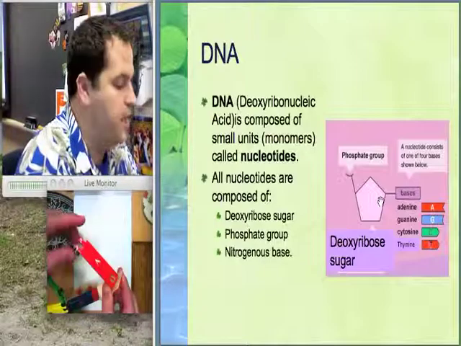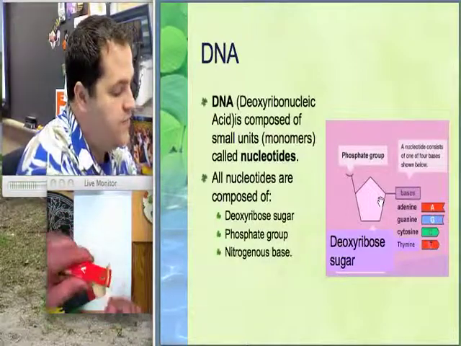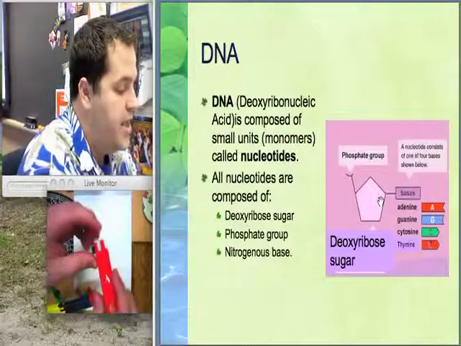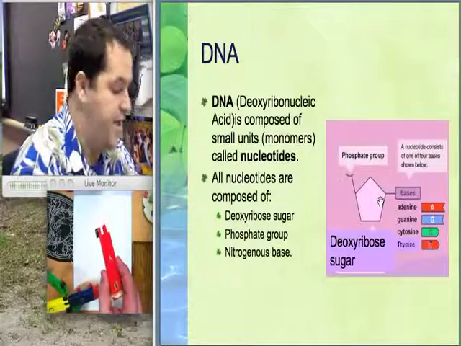But if you look at this one on my DNA model, I have a deoxyribose sugar here where it says D. The phosphate group is here. Actually, on here it would be there. And then we have our nitrogenous base, which is denoted by the letter A, and it's the red part.